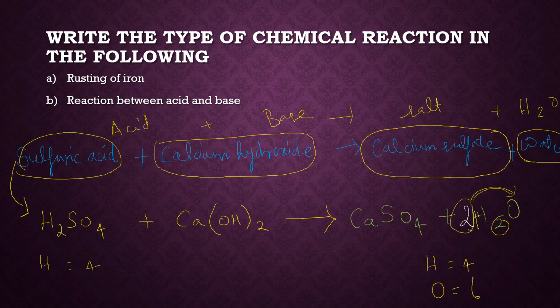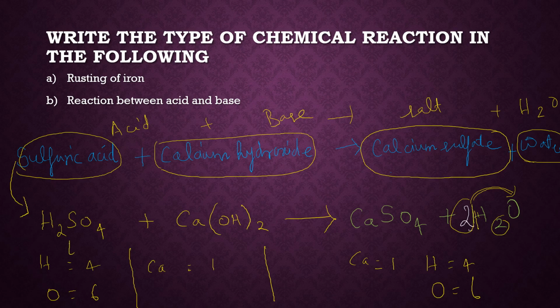Here 2, right? So 4 plus 2, 6. Now the oxygen is balanced. Fine. What about the calcium on the reactant side? It's 1. What about here? Here is also 1. So again the calcium is also balanced.